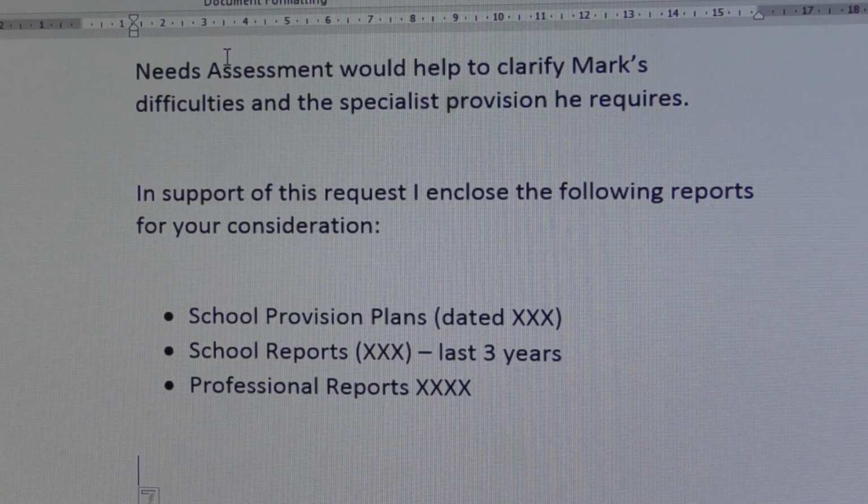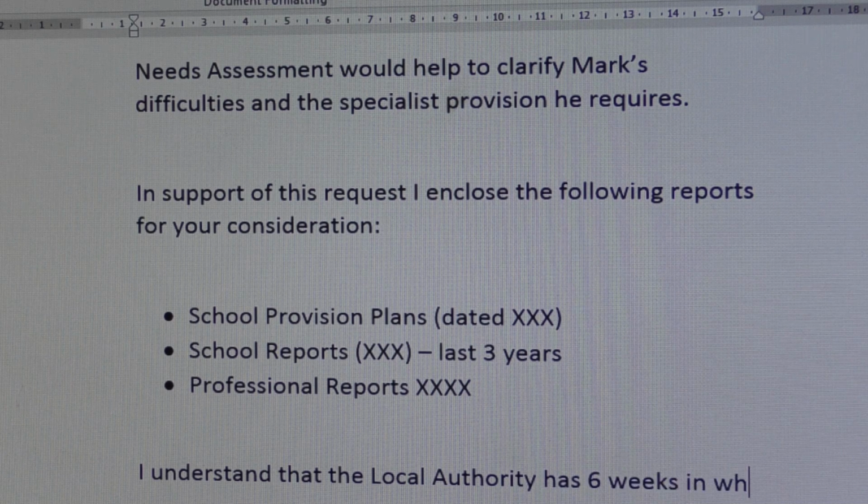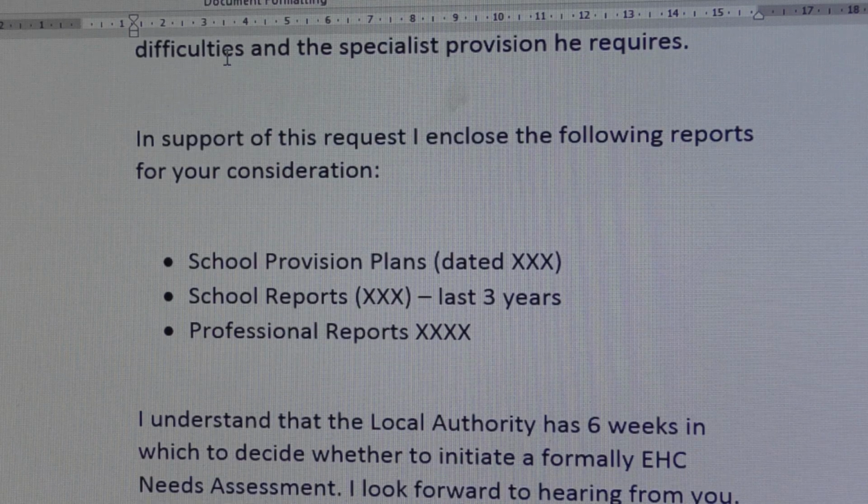And then to close the letter, it's very simple. I understand that the local authority has 6 weeks in which to decide whether to initiate a formal EHC needs assessment. I look forward to hearing from you. Yours sincerely.